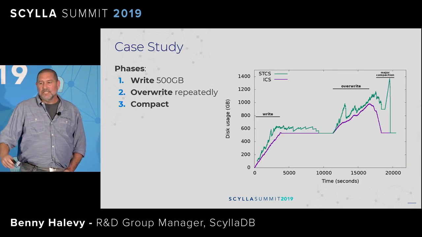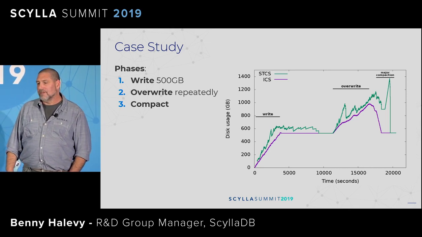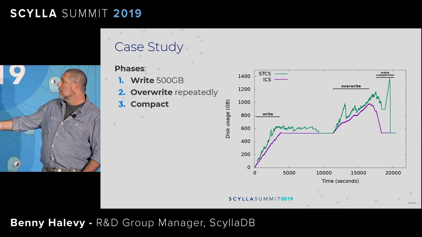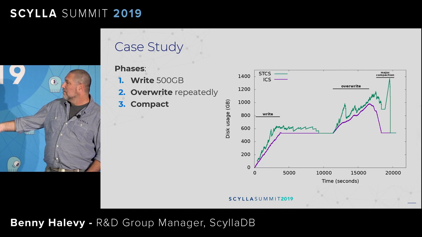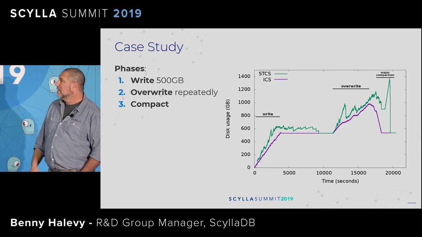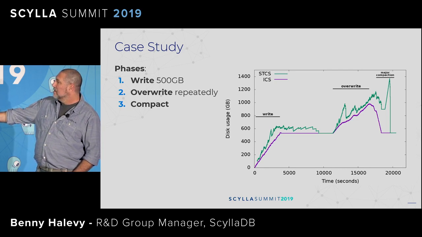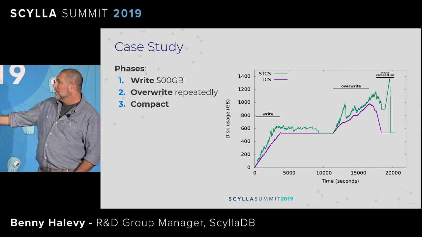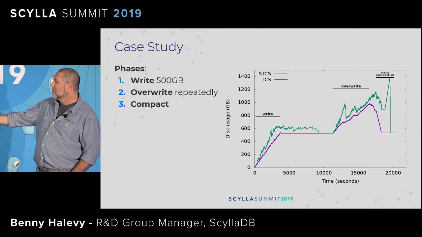Okay, so just presenting a case study we did in our labs. The benchmark has 3 phases. In the first phase, we just write 500 gigabytes of unique data. And when doing so, we see the space amplification overhead of STCS here in green, while the space amplification with ICS is barely noticeable. It's really in the noise.